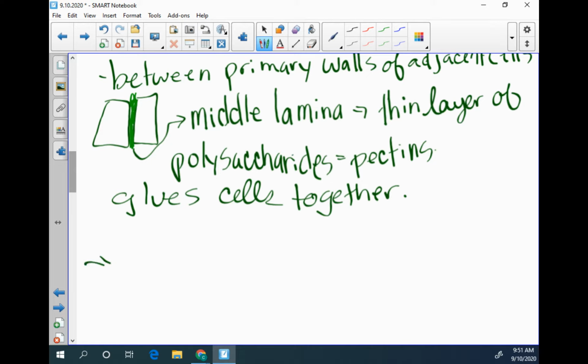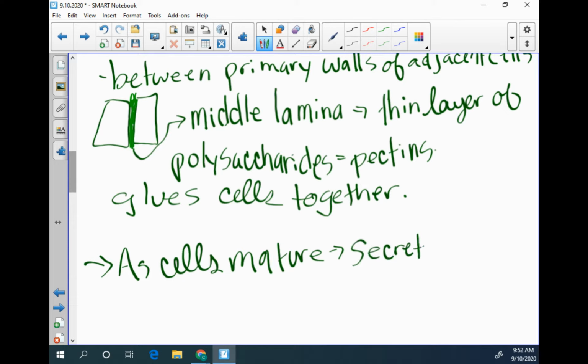As cells mature, we have to have some more structure in there. We can't just rely on our primary cell walls. So there are two things a cell can do as it grows. The first one is secreting hardening substances into the primary wall. Hardening.